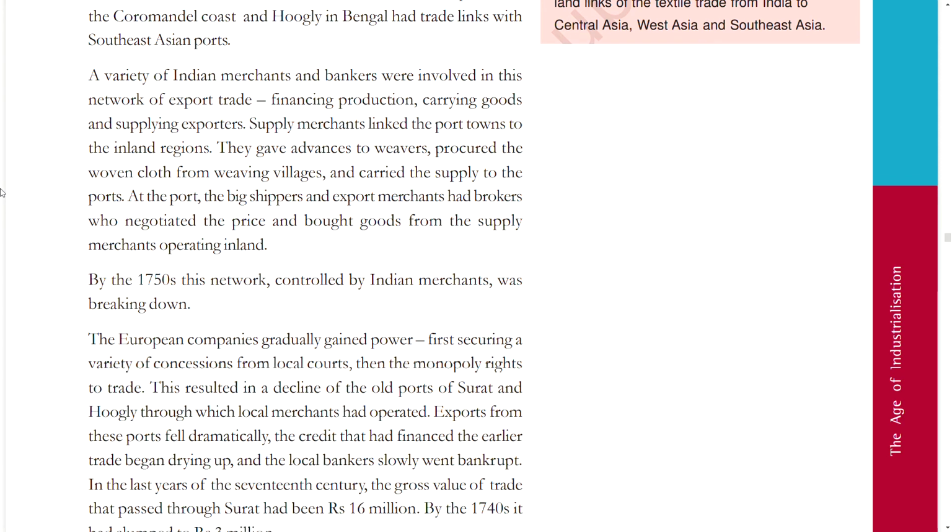A variety of Indian merchants and bankers were involved in these networks of export trade, financing production, carrying goods and supplying exporters. Supply merchants linked the port towns to the inland regions. They gave advances to weavers, procured the woven cloth from weaving villages, and carried the supply to the ports. At the port, the big shippers and export merchants had brokers who negotiated the price and bought goods from the supply merchants operating inland. By the 1750s, this network controlled by Indian merchants was breaking down.